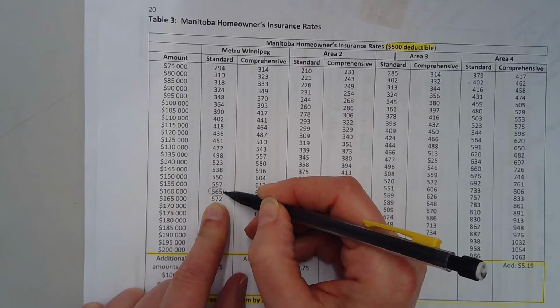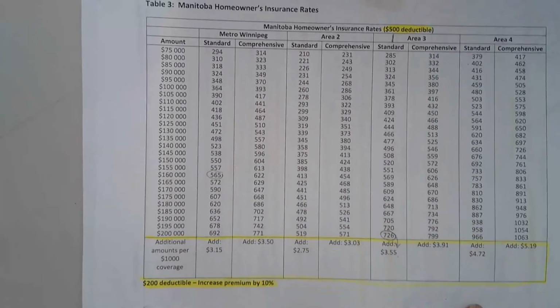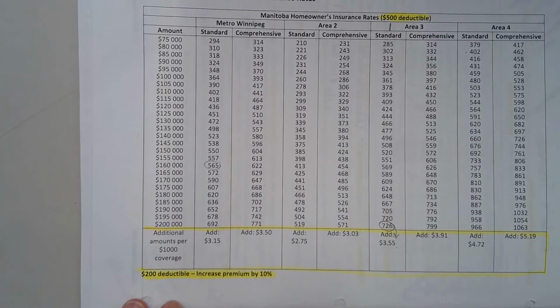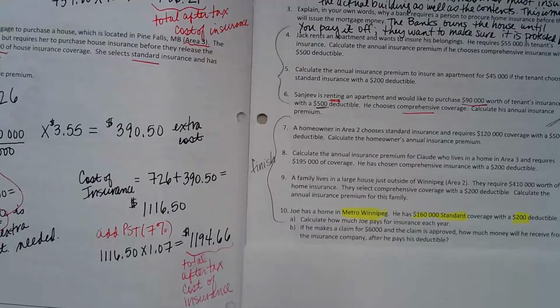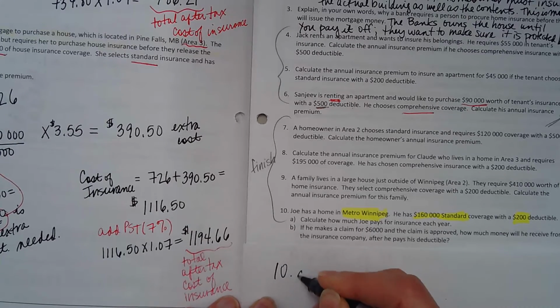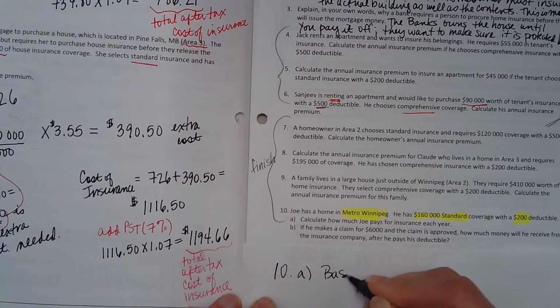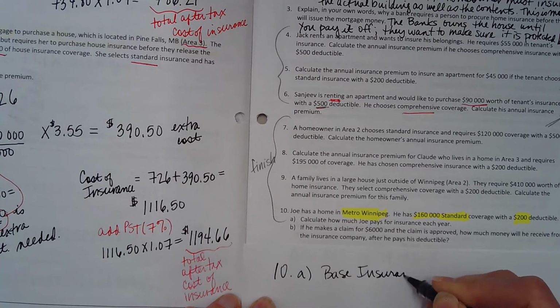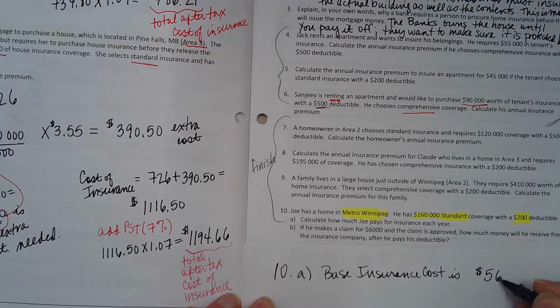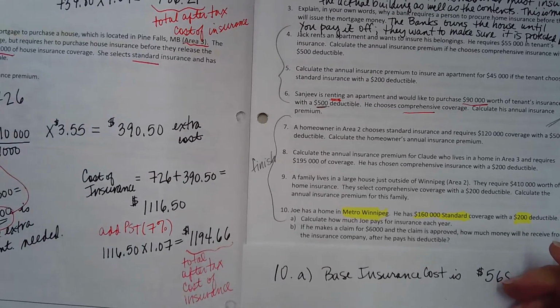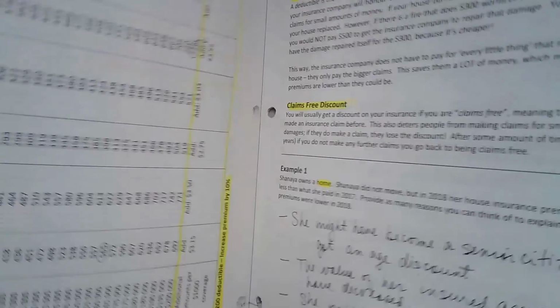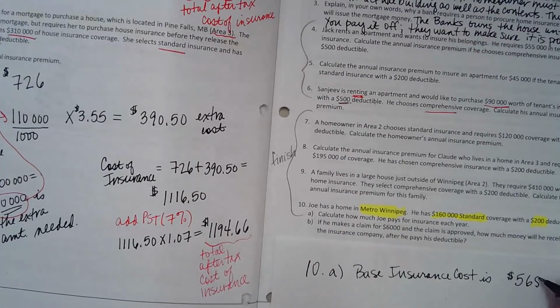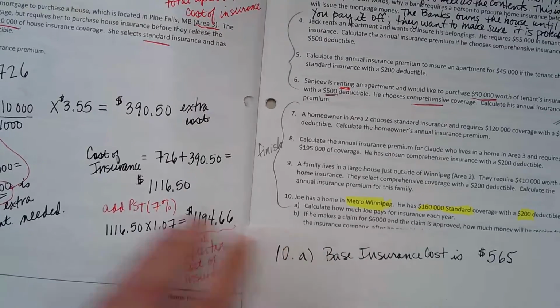So my base number is 565, agreed? However, it did say something about that 200, so I'm going to have to add my 10% on. So my base is 565. Let's flip back. Number 10A, my base insurance cost is 568, I said? Okay, 565. I just want to make sure I get it right. Yeah, 565. Thank you. It's $565, okay?